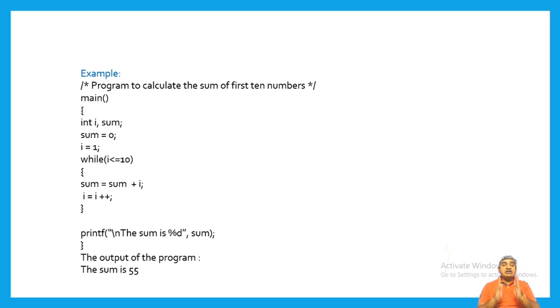This condition is true, and when the condition is false, or I is greater than 10, then printf displays the message on the screen: the sum is %d. Why %d? Because sum is an integer, comma sum. It is terminated with a semicolon, and \n means new line. The output of the program, the sum is 55, is displayed on the screen.